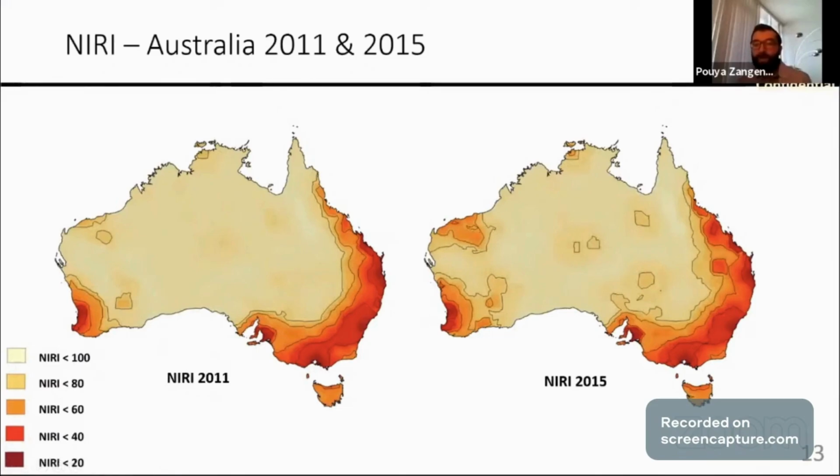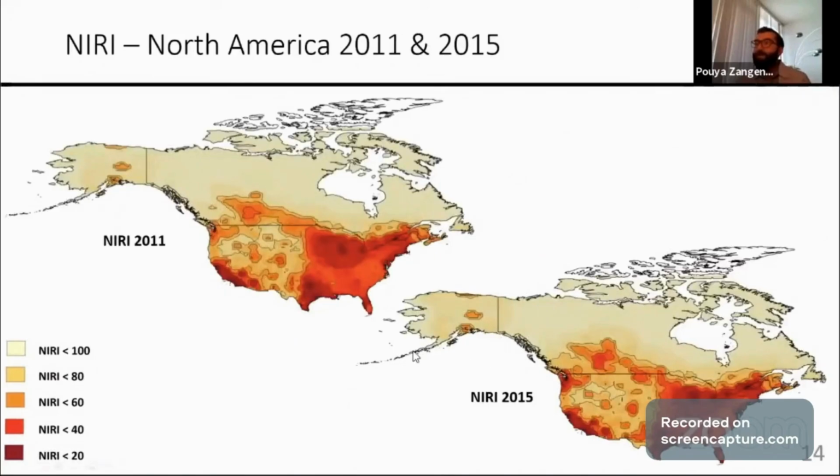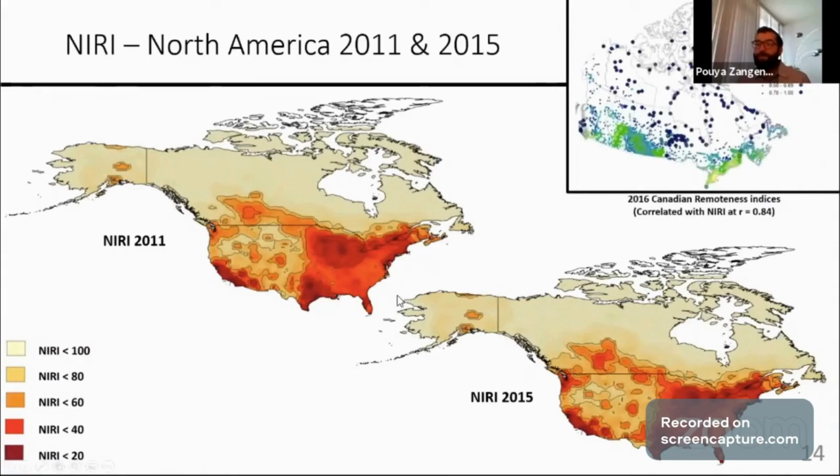However, if your angle is the risk of remote projects, it is perhaps less remote than what a census-based index would provide. We did this for North America and Canada. We got the chance to check this with the Canadian remoteness indices that I mentioned for 2015, and we were correlated with the Canadian remoteness indices with a correlation factor of 0.84.